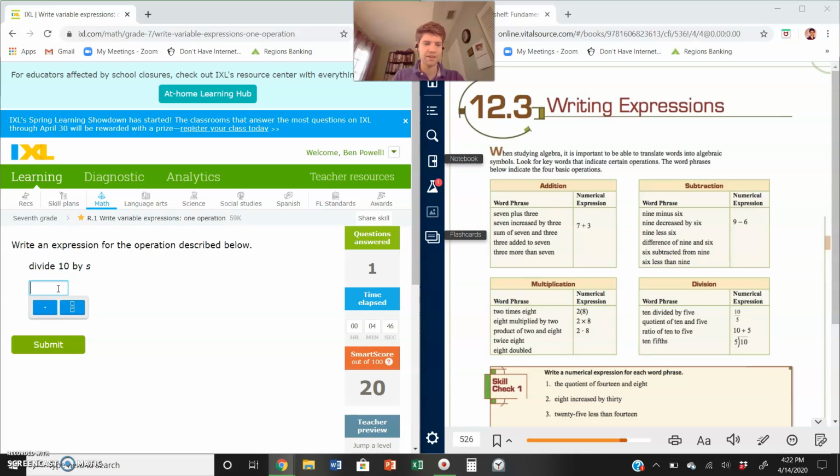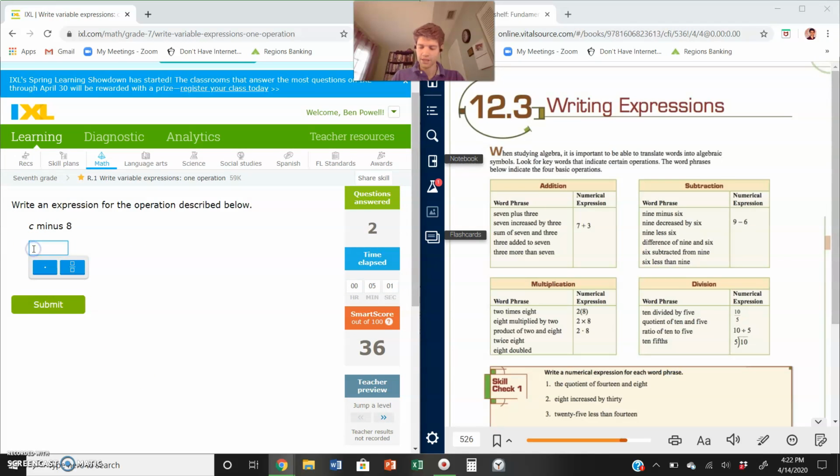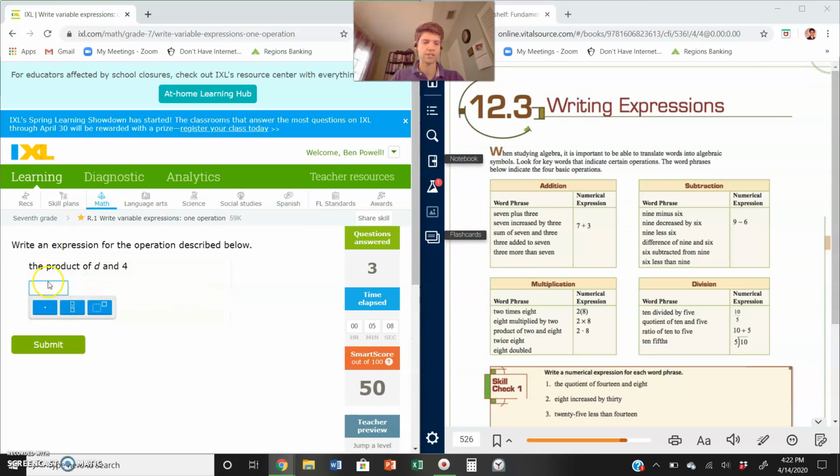We have 10 divided by s. Now here we have division, so I'm going to click this, and I'm going to say, what is divided by what? We have 10 divided by s. Remember, the fraction bar means division. Submit, we're correct, we're good so far. C minus 8. Again, subtraction, just like before. We're good to go. Let's keep going.